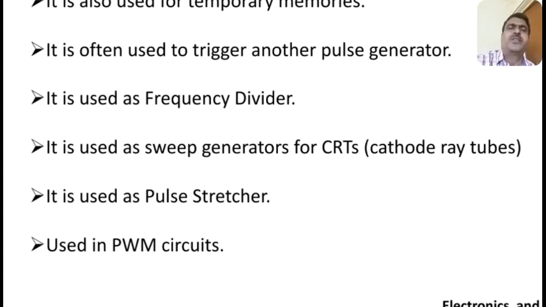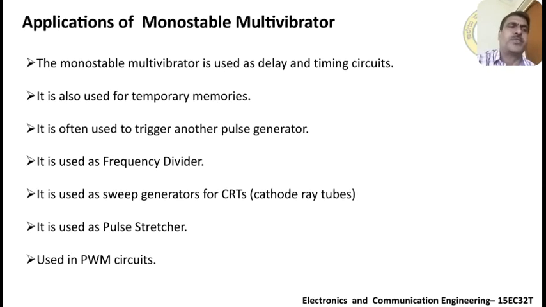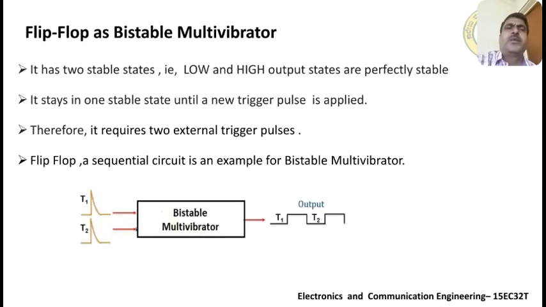It's used as a pulse stretcher. Pulse stretching can be done by using the monostable multivibrator. It can also be used in pulse width modulation (PWM) circuits. Okay, so that is about the monostable multivibrator.